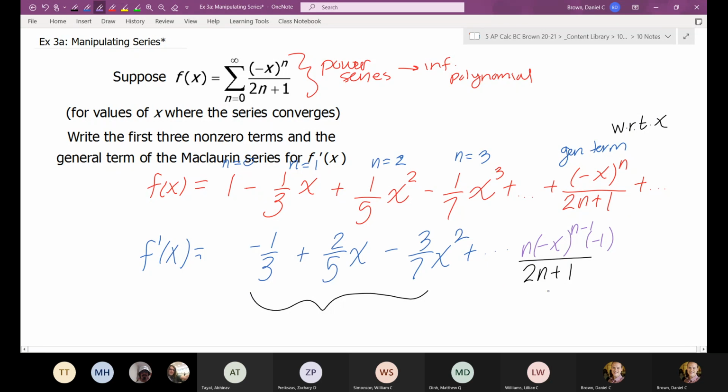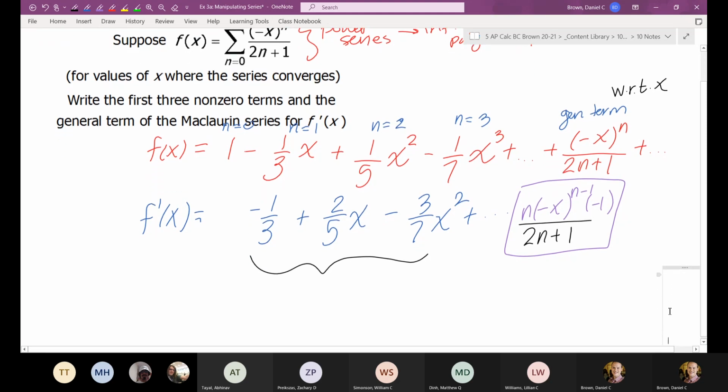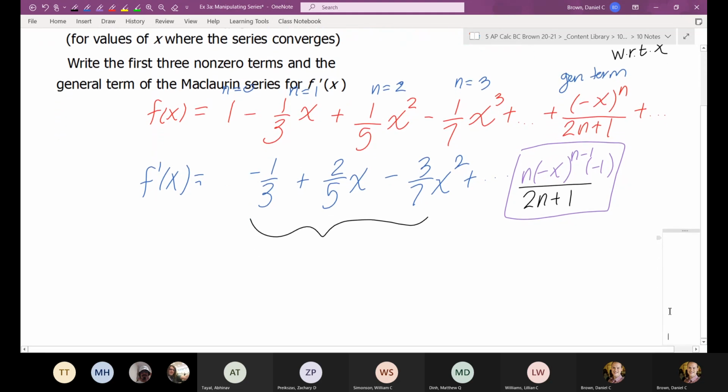You could leave your answer like that if there weren't any other instructions. Probably could clean it up a bit to have a clear coefficient part and then the variable part. Actually, it's going to be pretty complicated to split up, but I'll go ahead and split it up. If I did want to simplify this, I have this n, I have this negative 1 to the n minus 1, there is an x to the n minus 1, and then that negative 1 from the chain rule. And this was all over 2n plus 1.